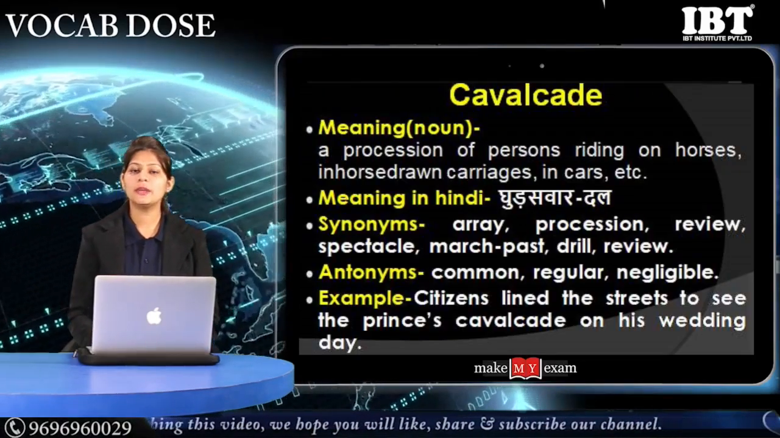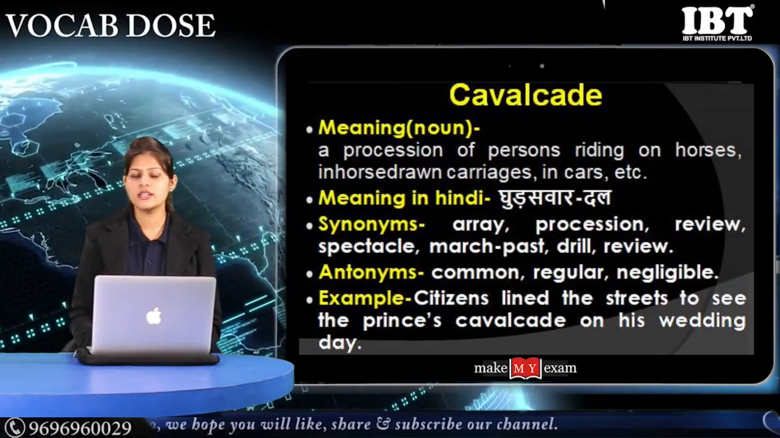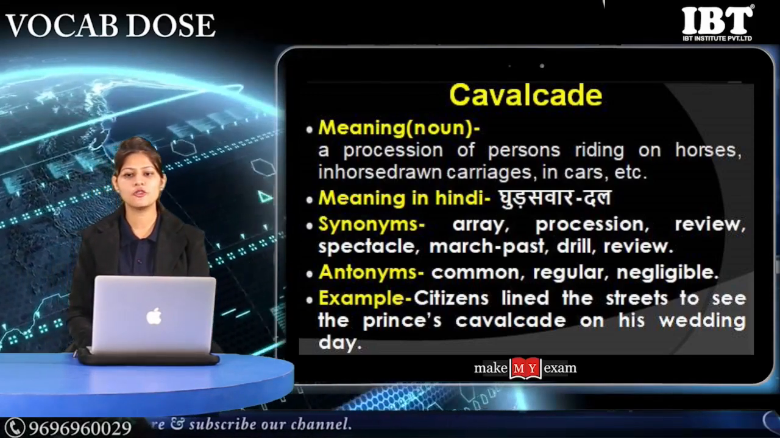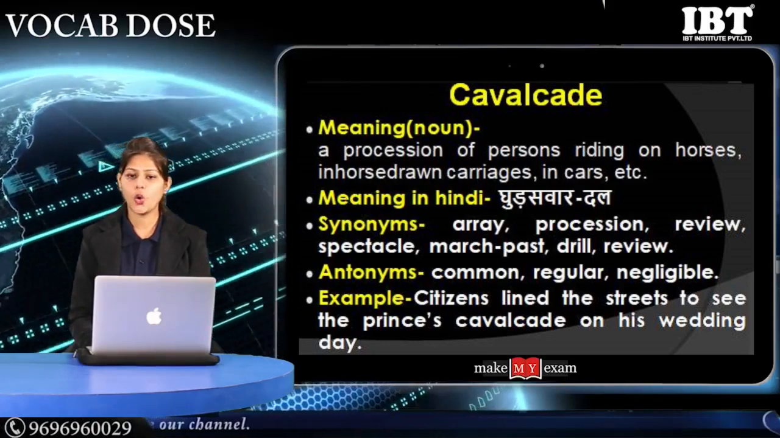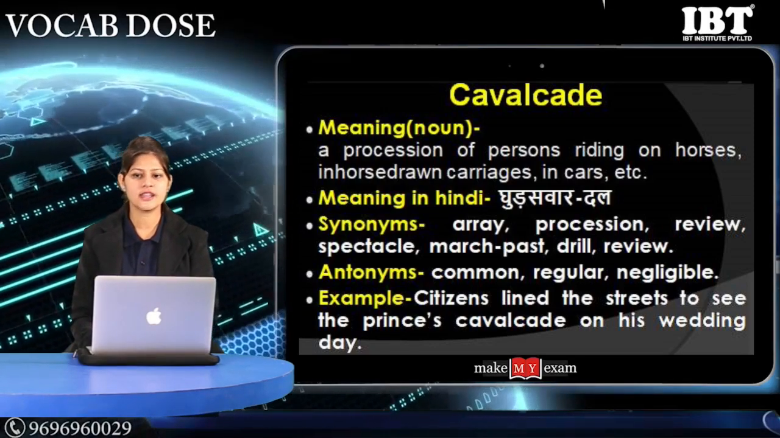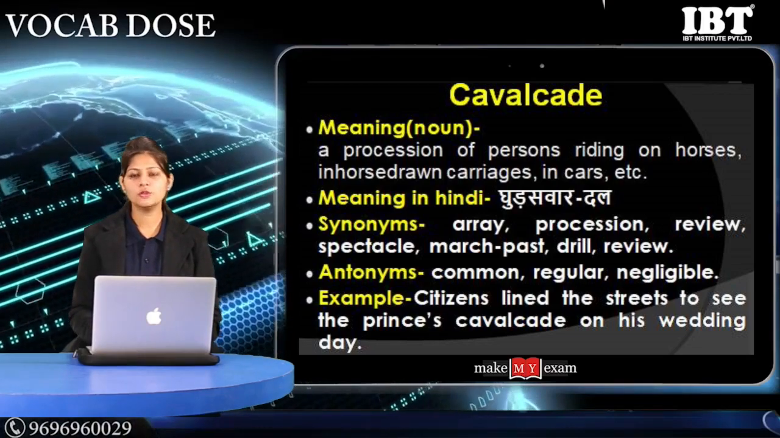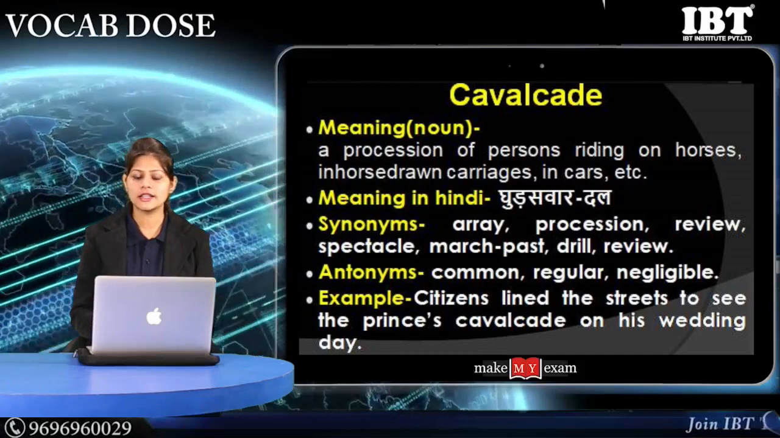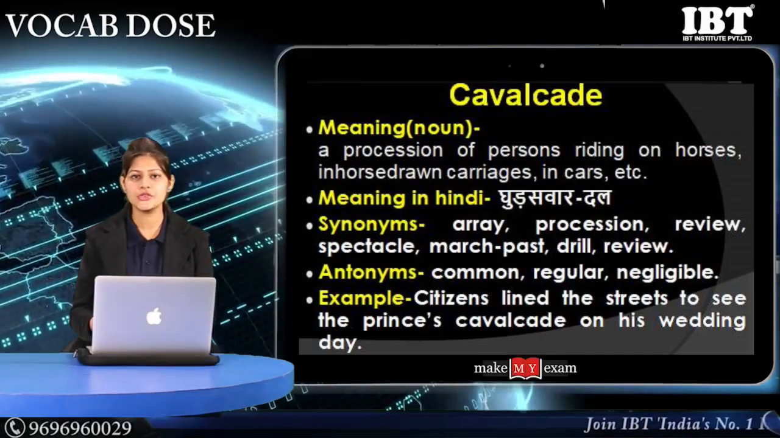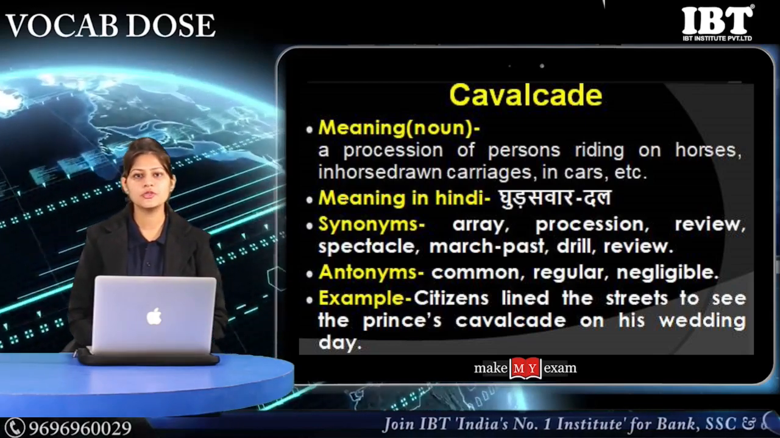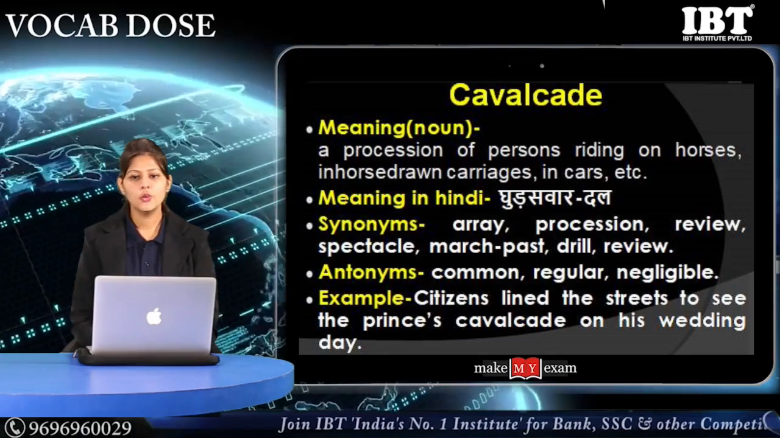Okay, so the meaning of this word cavalcade is basically a noun, and its meaning is a procession of persons riding on horses, in horse-drawn carriages or in cars, etc. तो जहाँ पे हम लोग cart की बात करते हैं, जहाँ पे horses use up होते हैं for dragging the people, तो वहाँ पे हम लोग cavalcade word को use up करते हैं.